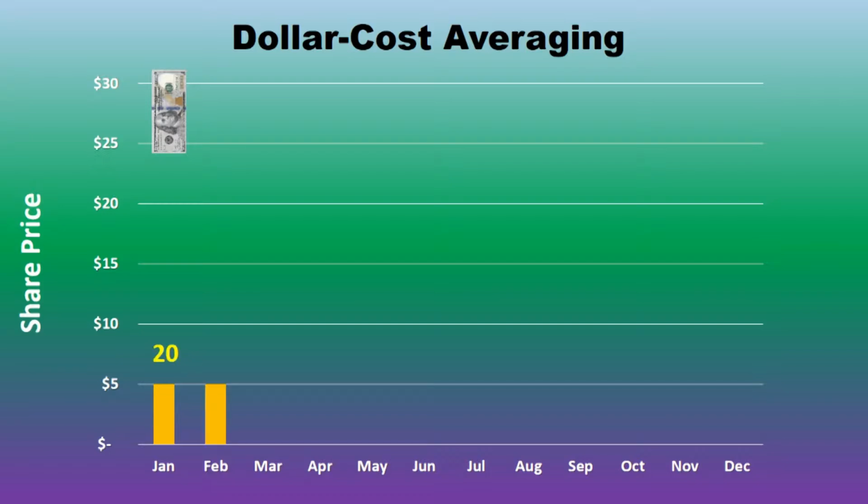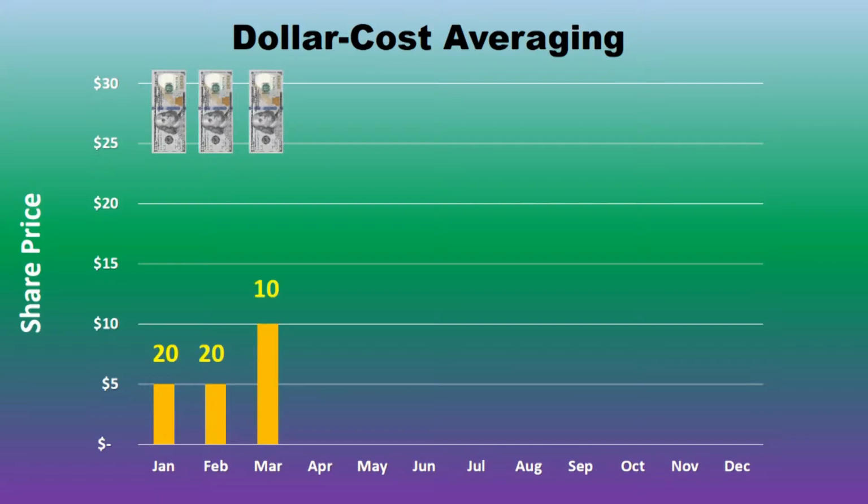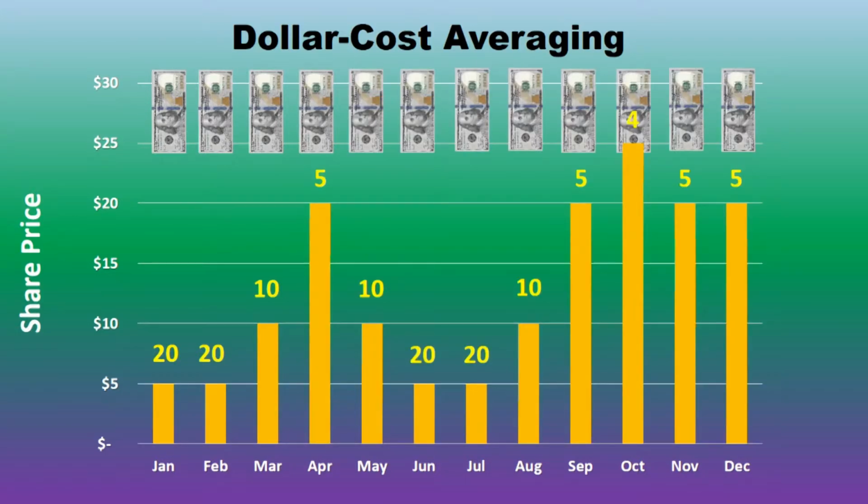Then the next month, the share price doesn't move, it's still $5. You invest $100, you buy another 20 shares. In March, let's say the share price jumped up to $10, you get 10 shares for your $100. And so on through the year. Let's just go out through 12 months. And let's just assume the stock went up to $20 a share in April and then dipped down in June and July back to $5 and then went way up in October.